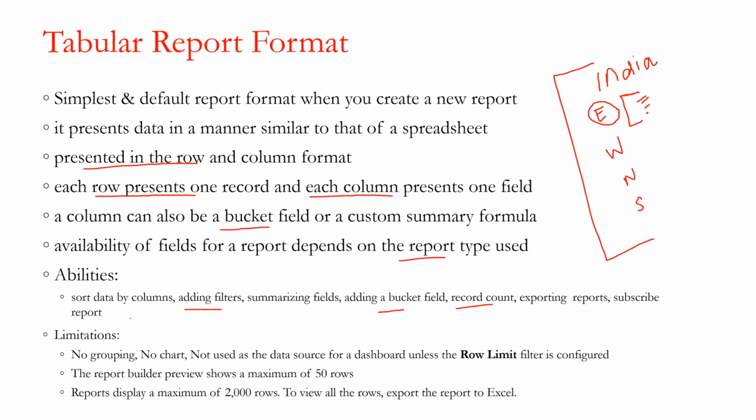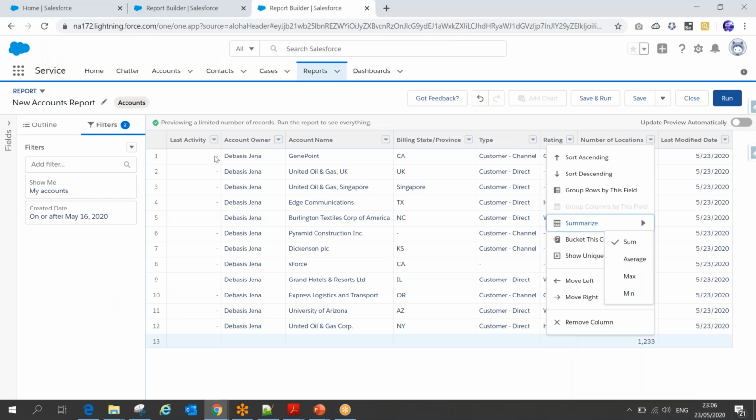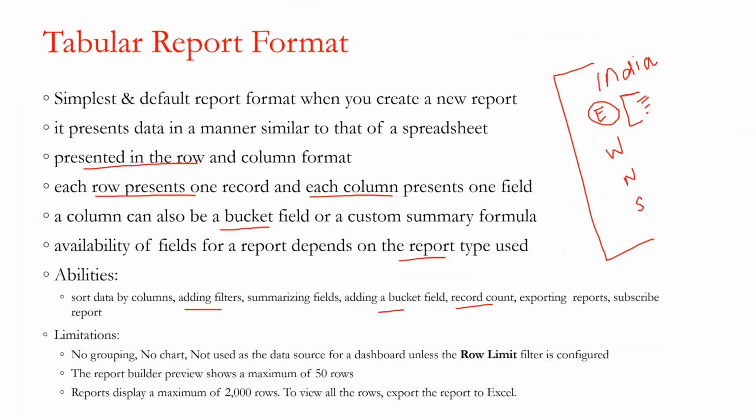Okay, and what kind of things we cannot do in the tabular report. If you want to add graphical representations, like a chart, a horizontal chart or vertical chart, you cannot add that chart here. You can see the add chart option is disabled here completely. So this is one limitation we can see in the tabular report.